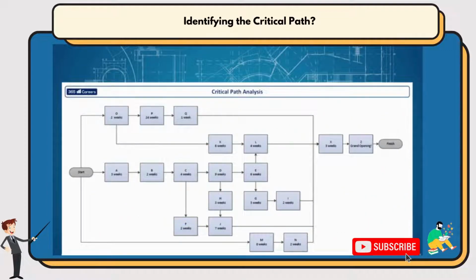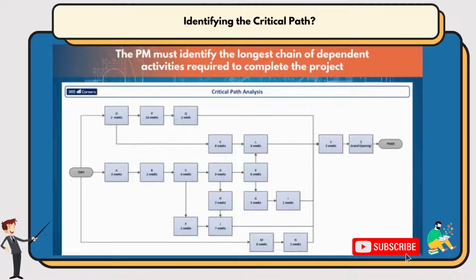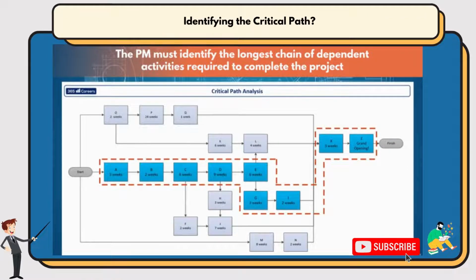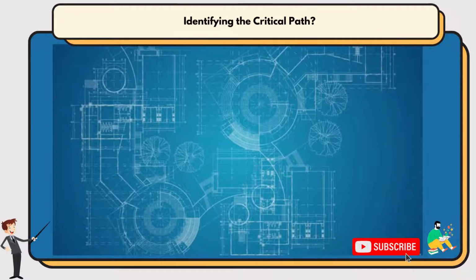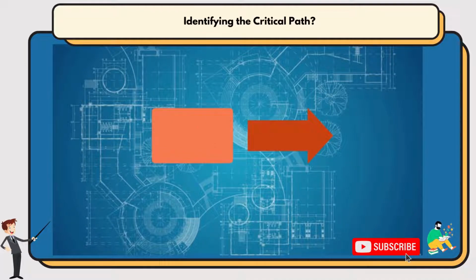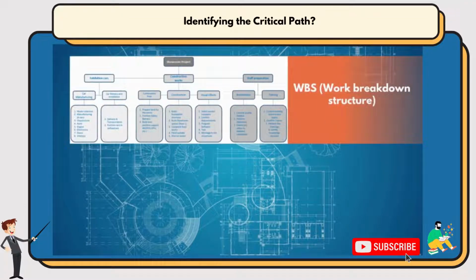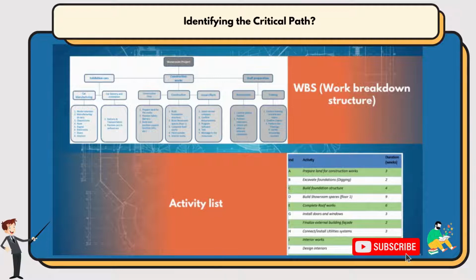What you must do as a project manager is identify the longest chain of dependent activities required to complete the project. This is called the critical path. It is critical because delays to this path will certainly cause delays to the whole project. One of the best ways to plot the critical path is to put the information in a network chart with boxes and arrows. This works well because it shows all the tasks and all the durations in the boxes and all dependencies, the arrows, making it as easy as pie to chart a critical path. Okay. Using our work breakdown structure and activity list, let's begin.